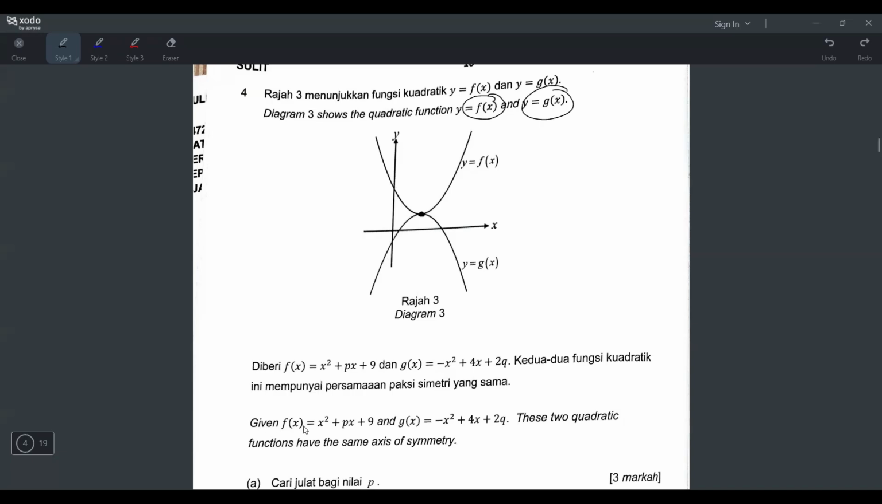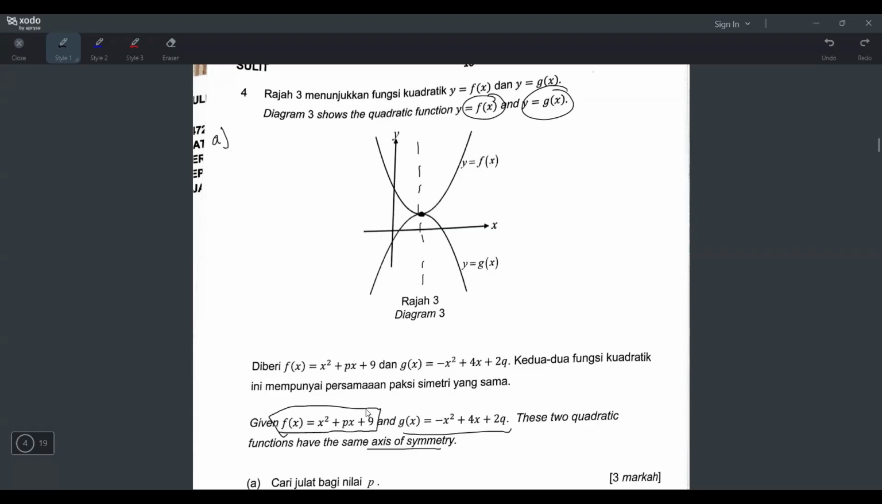Let's see what it says here. Given f(x) is this, and then g(x) is this. Those two quadratic equations have the same axis of symmetry. I can tell, right? So that means later they will have the same turning point, because not only is the x coordinate the same, the y coordinate is also the same. So for part A, they want to find the range of P, right?